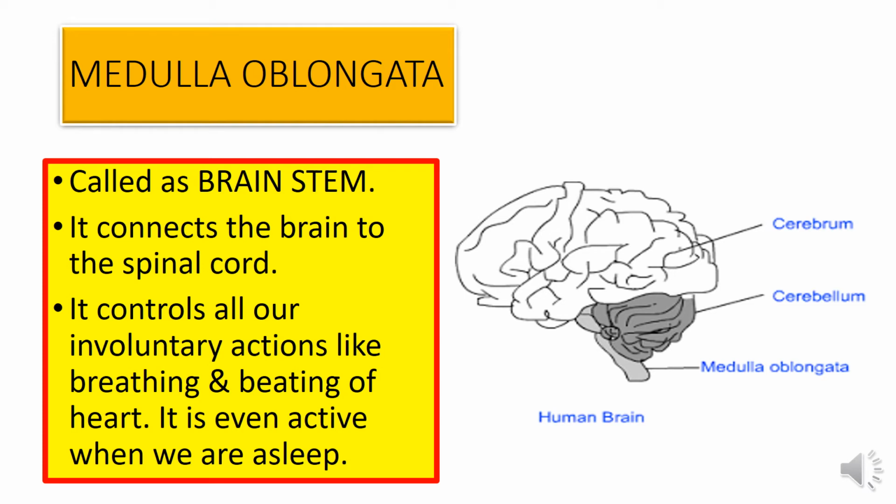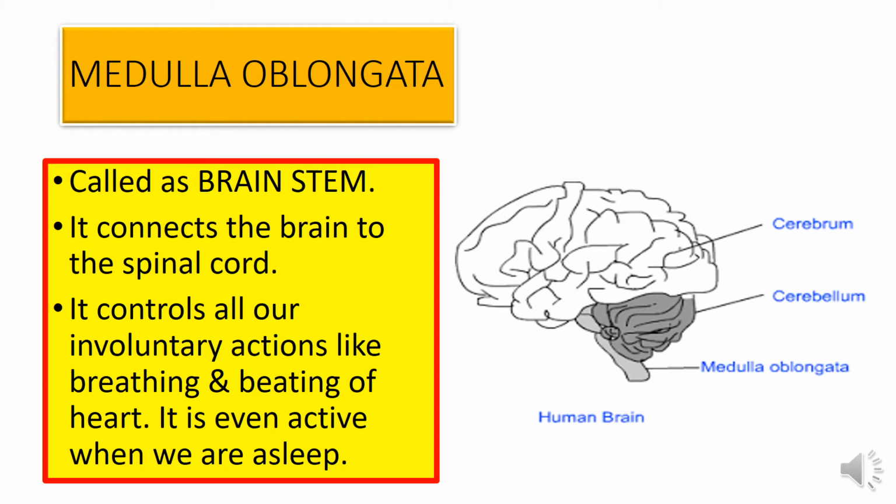So now you can see in the picture, the first groovy part is called cerebrum. Egg-shaped part which is at the back of the head is called cerebellum. And now you can see a small stem-like structure coming out of the brain. It is called as Medulla Oblongata. It is also called as the brain stem, and it connects the brain to the spinal cord. So basically it is a stem which connects brain to the spinal cord.